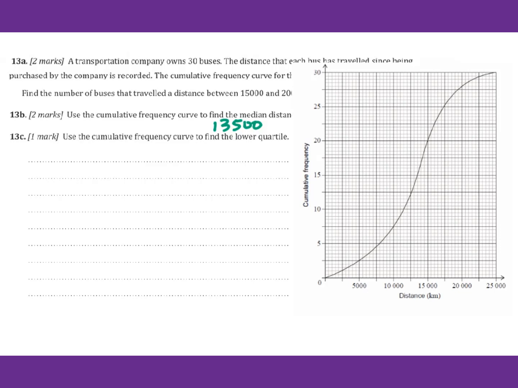Now let's go to 13C. Use the cumulative frequency curve to find the lower quartile. Lower quartile, that means 25% of this. That's 30. So you will get 7.5. This is a 7.5. Therefore, you will get 10,000.